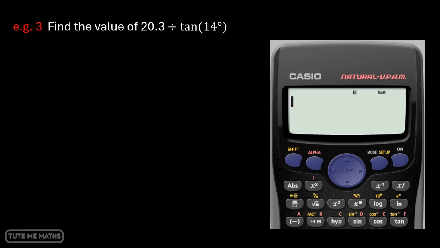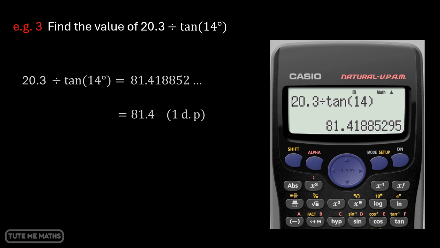Example 3 requires division, asking us to calculate 20.3 divided by the tan of 14 degrees. We can type it exactly as it looks, and here is the answer from the calculator. This time I have rounded to 1 decimal place. When the required accuracy isn't specified, a good rule of thumb is to use the same accuracy as the information provided in the question, and 20.3 has 1 decimal place.